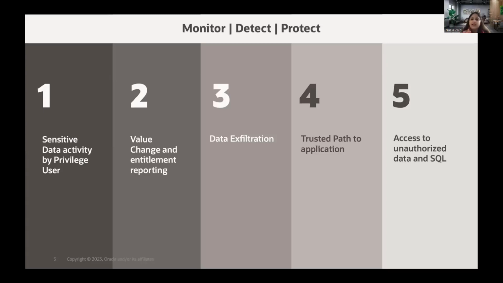Another part is trusted path to application. It's kind of connected with use case one, because trusted path to application is like this: if an application user is connecting through the application, there are certain ways they are authenticated and authorized, and then finally they go to the application. So I want to create a trusted path to application. If anyone tries to access my application data by any other means, by any other route, by any other path, then you want to monitor such activity or control such activity.